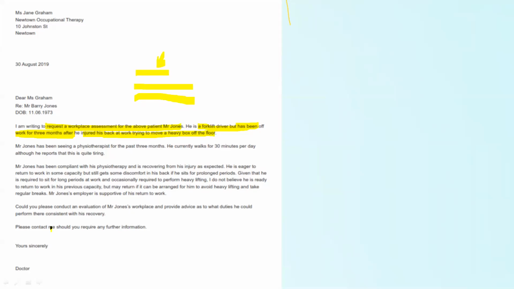Mr. Jones has been seeing a physiotherapist for the past 3 months. Okay. Here's the tense. Has been seeing. So the meaning of this sentence is that the patient started this action, seeing the physiotherapist, 3 months ago, and till now is going to this physiotherapist. Yeah, still happening. He currently walks for 30 minutes per day, although he reported that this is quite tiring.